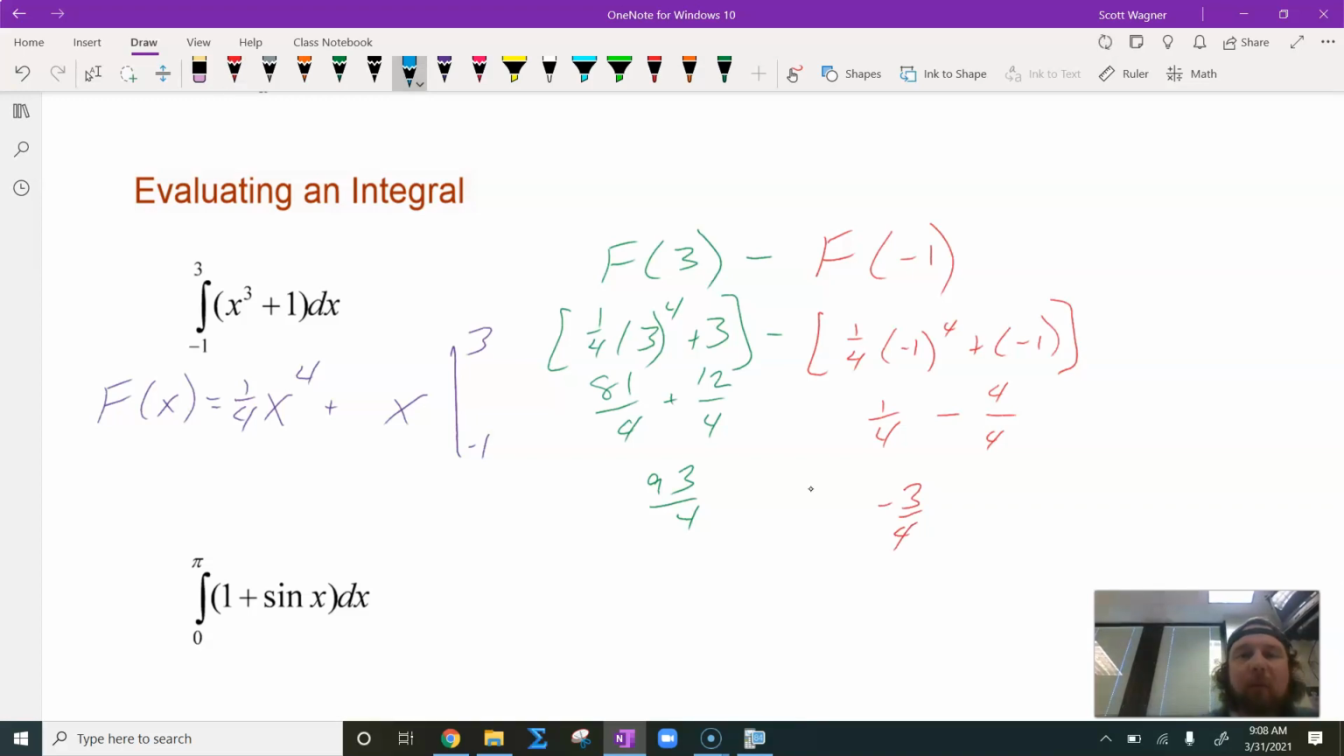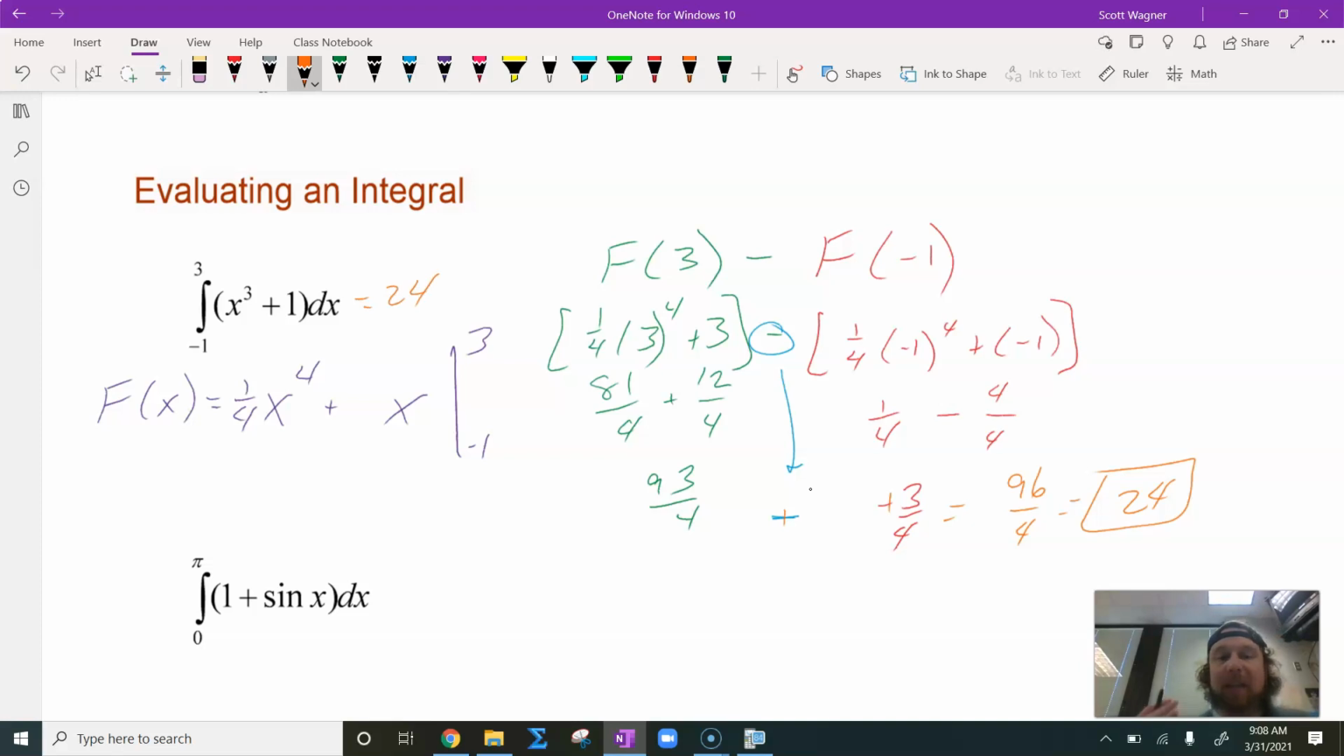And remember, I want to subtract that. So subtract those two. I'll turn that into an addition: subtracting a negative is really addition of a positive. We've got 93/4 plus 3/4. That's going to be 96/4. And that cleans up to just be a plain old 24. All right, so the value of that integral is actually 24.